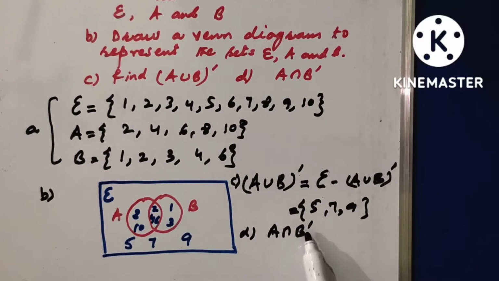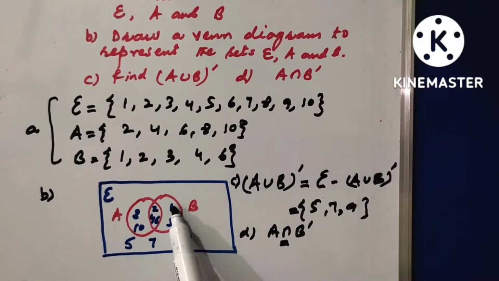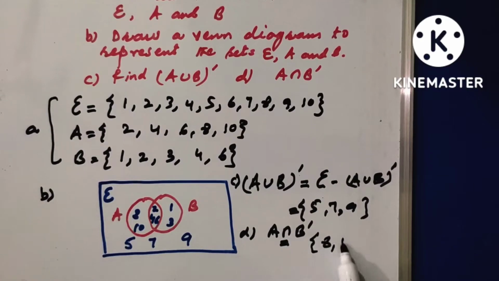B complement means we are not going to take the elements of B and the shared area, that is 2, 4, 6. It means the elements of B and the shared area's elements will not be taken. So we have to just take the elements of only A, and those are 8 and 10.